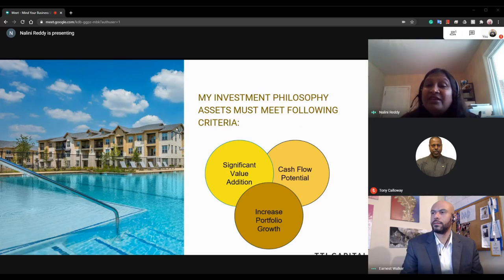And then, can we increase the portfolio, right? Like, I don't want to just own one complex in the market. I want to be able to own 10 complexes in the market in the right time so that when I have to sell, I sell it as a big, large portfolio. Is there potential for the increased portfolio growth? So these are really the three criteria in a nutshell, right?